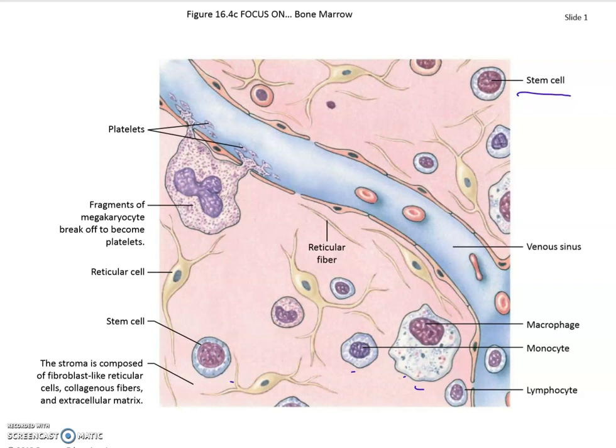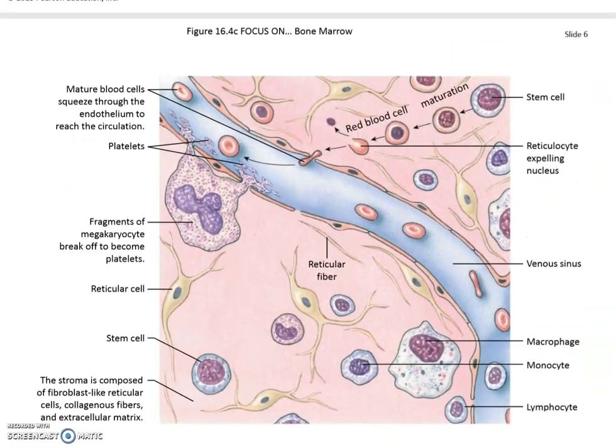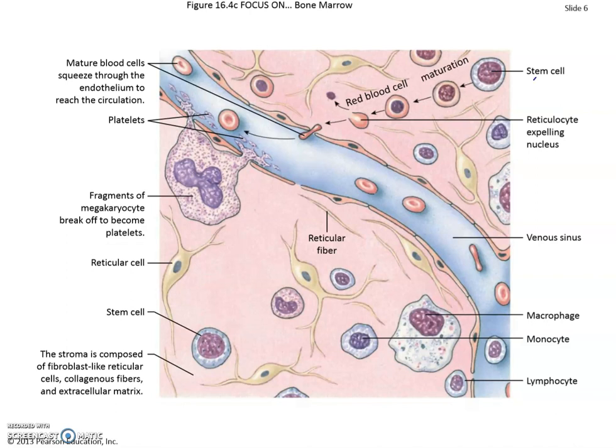Let's take a look here at the bone marrow. You can see that you have some stem cells here and over here. You also have some mature cells and some that are on their way of maturing. In general, you have some pathways right here. You're starting off with a stem cell, and then the maturation process leads to the mature blood cell.